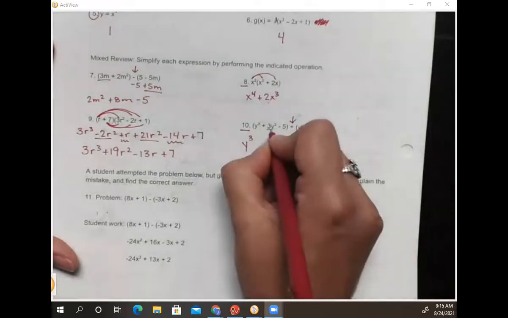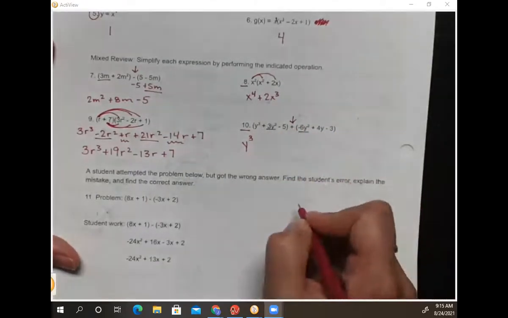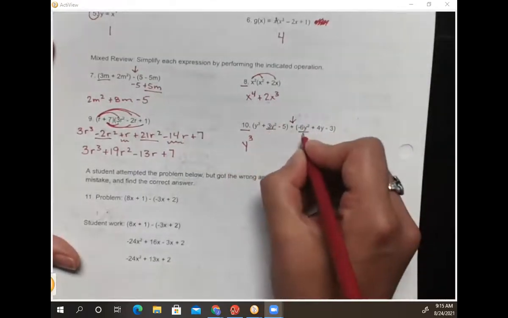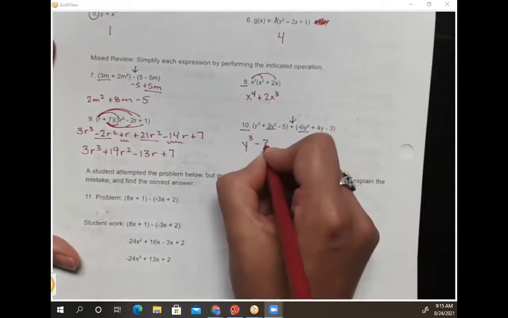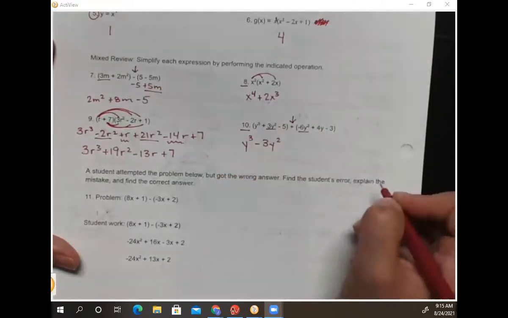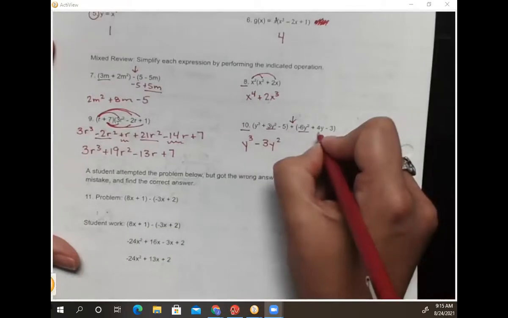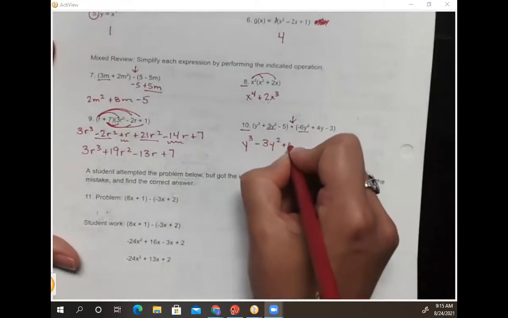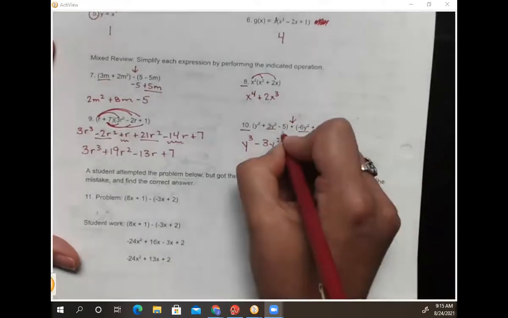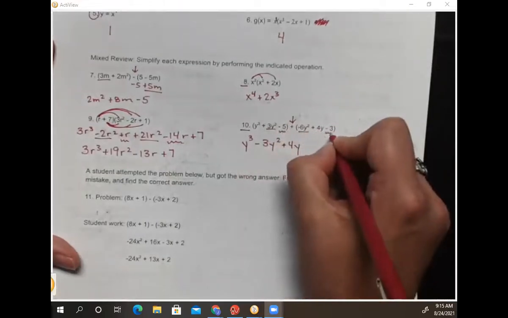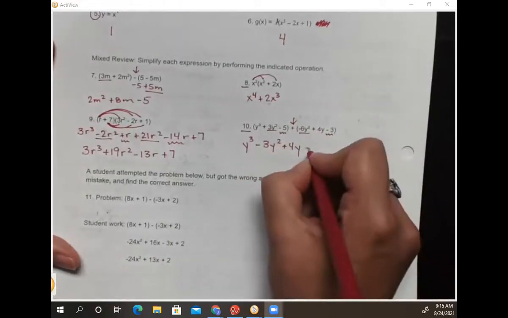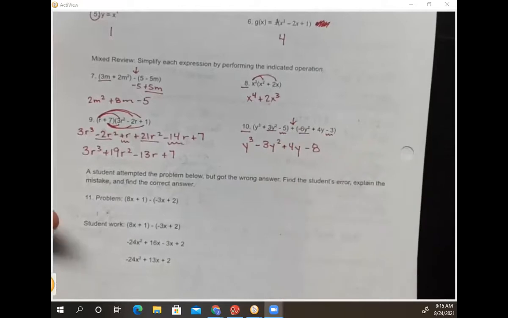And then I've got y squared and y squared. So this would be 3 plus negative 6. So it'd be negative 3y squared. Here's my only y term. So plus 4y. And then I've got constant terms of negative 5 and negative 3. When I combine those, I would get negative 8 or minus 8.